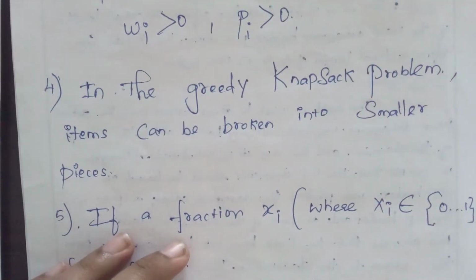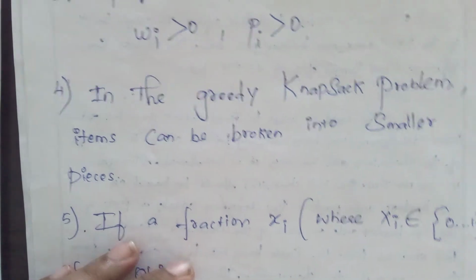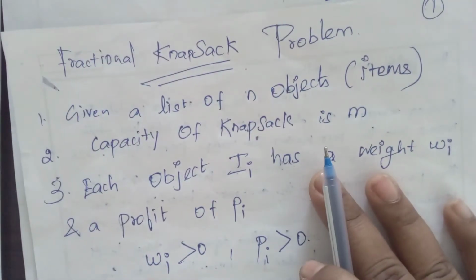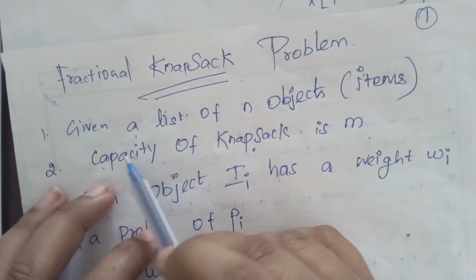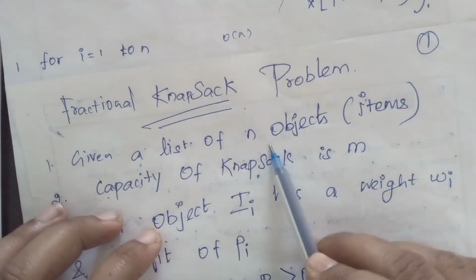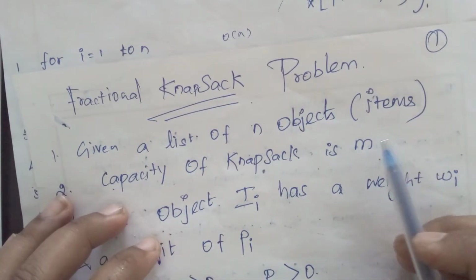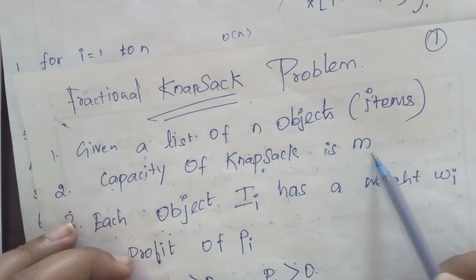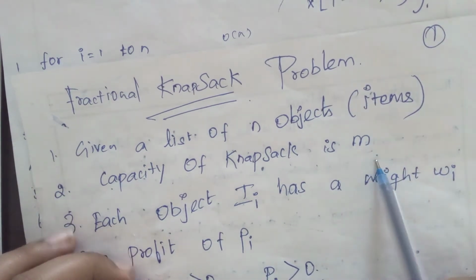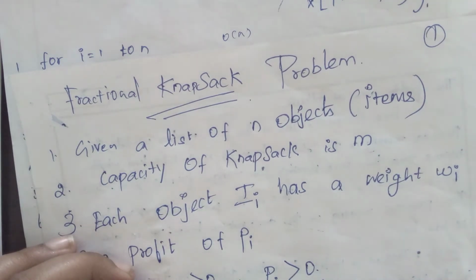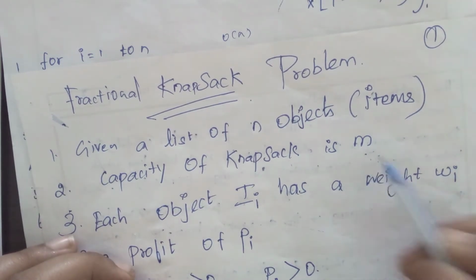First I am taking the fractional knapsack problem, which is from the greedy method. Let's see the steps for solving this one. Given a list of n objects, that means items. The capacity of the knapsack we are taking has value m. Capacity means how much weight the backpack can hold.